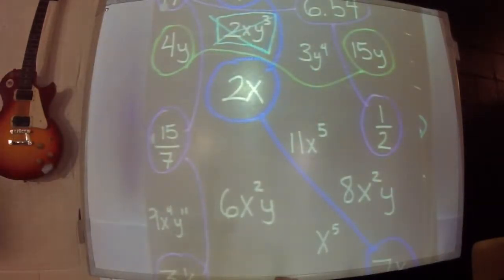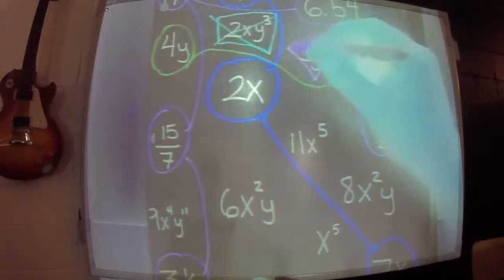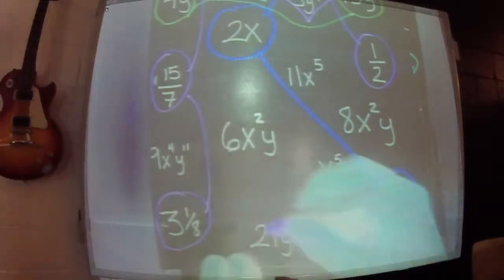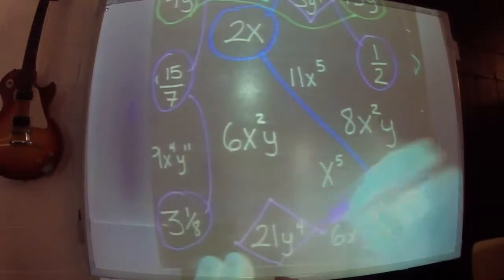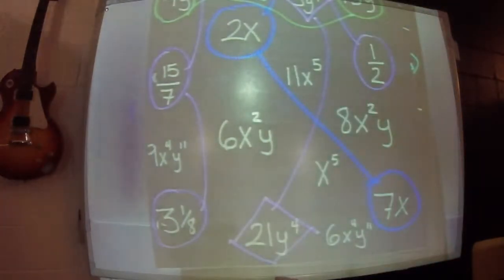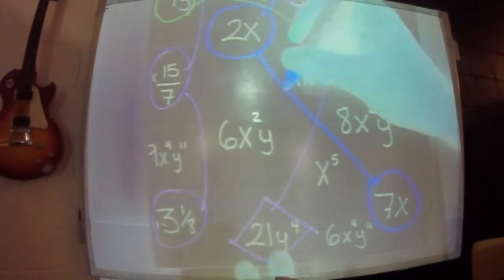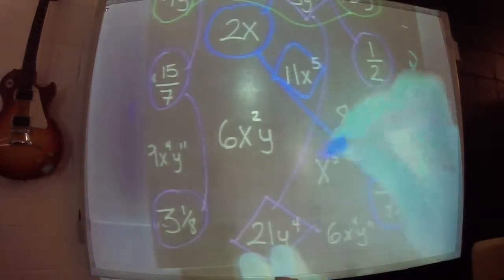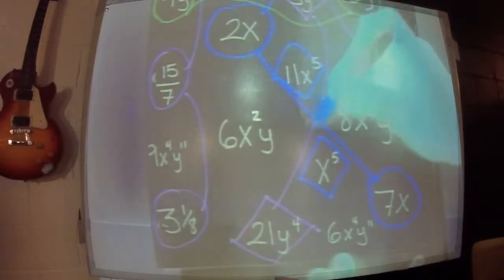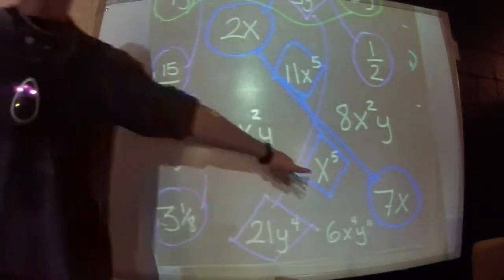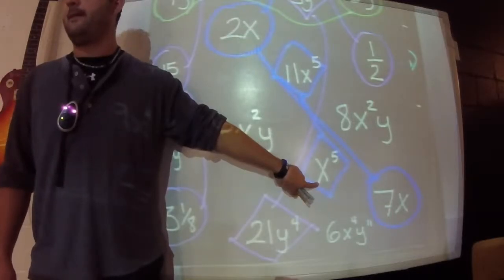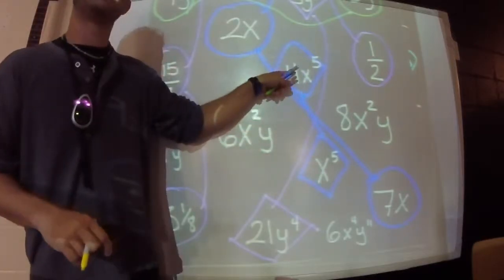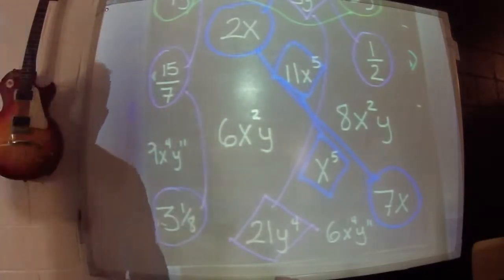What about y4s? I'm going to put diamonds on these ones, I'm out of colors. Do you see any more y4s? Down at the bottom. Yeah, 21 y4. So you could put those together and make 24 y4s. The x to the 5s we were trying to put together a minute ago. You've got 11x5 and you got x5. Notice that there isn't a coefficient on there, is there? If you don't see a coefficient, what is it really? 1. So this is 11x5s and 1x5, so together it makes 12x5s.